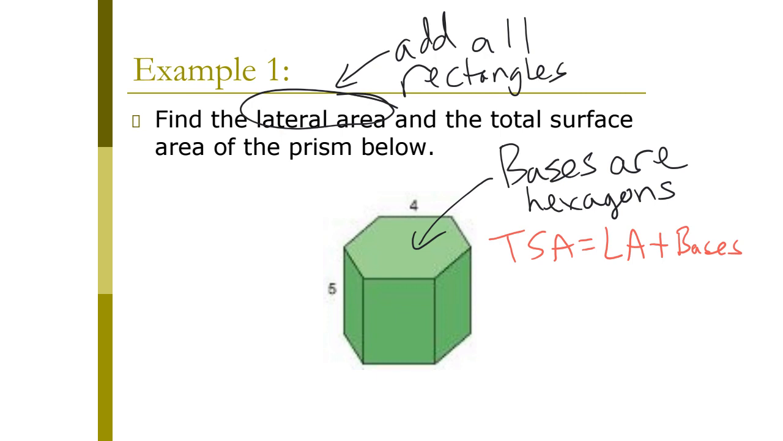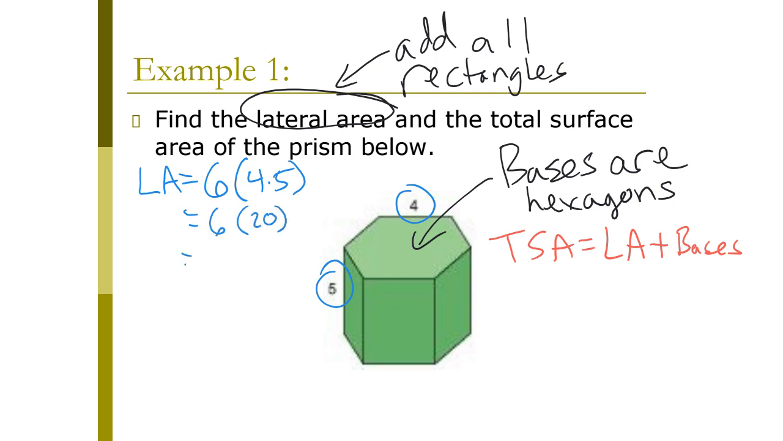Cool. All right, let's go for it. Let's find our lateral area first. I'm going to do that in blue. Lateral area is going to be equal to, well, there's a bunch of rectangles, right? And they're all 4 by 5, if you can read that. It's a little blurry. How many do I have? I have 6 rectangles, and I'm going to multiply that by the area of each one, which would be 4 times 5. So that's 6 rectangles times 20. I'm going to get 120 units squared for my lateral area. Okay, that's a start. Wonderful. Now onto our bases.